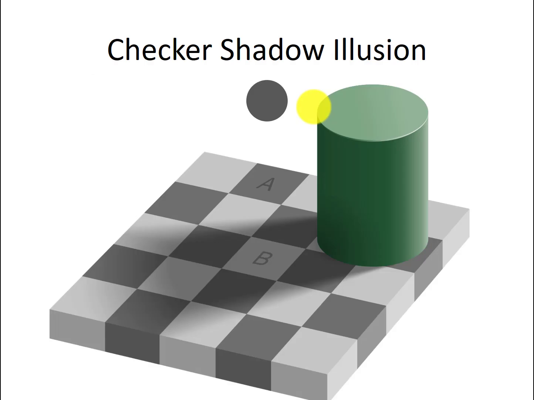Here's another one, I love this illusion. So A and B squares are the exact same shade in every way, the same darkness. And you're like, no, that's not right. B is much lighter of a shade than A. Well, it's because your brain is saying, well, B is in shade. It's being shaded here. And so I must lighten it up to accommodate the shade.